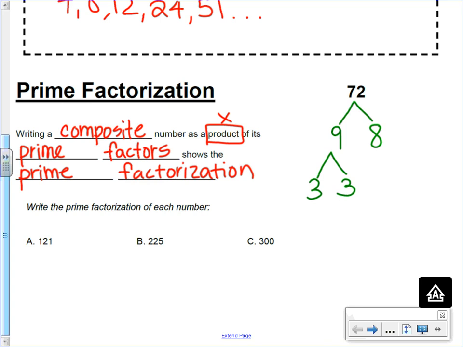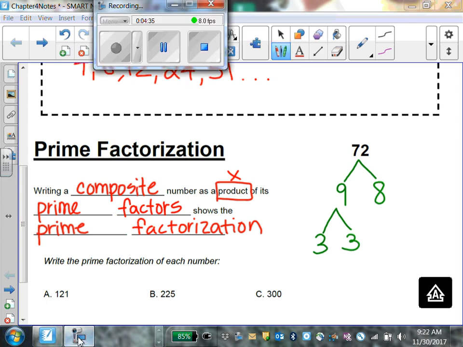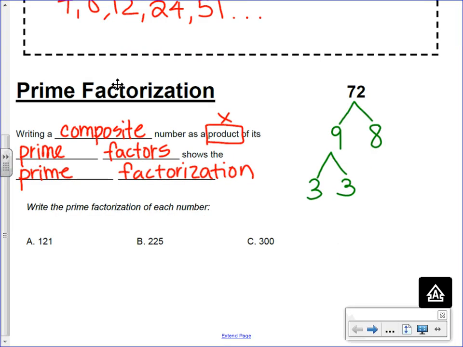Now, you didn't have to choose 9 and 8. You could have chosen 2 times something else. The only thing you don't want to choose is 1 times 72. That doesn't get you anywhere. So, you can choose anything you want. Questions up to this? Here we go. Are 3 or 3 either one of them prime? Yeah, both of them. So I'm going to circle them because I can't go any farther. They become leaves.